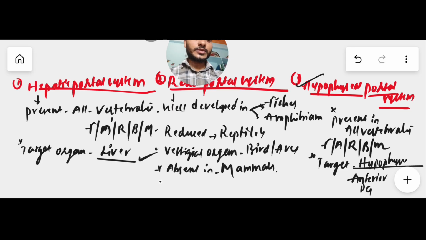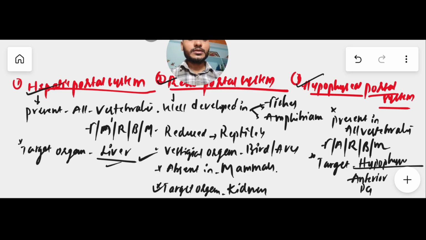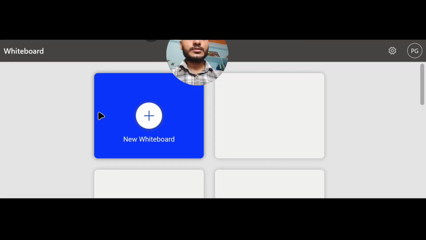Here in renal portal system, the target organ is kidney. Hence the name renal portal system. But in hepatic portal system, the target organ is liver. Hence the name is hepatic portal system. So this is all about the different types of portal system and different types of portal veins, the entire concept of the portal system and portal veins.